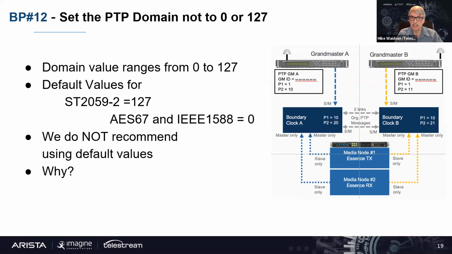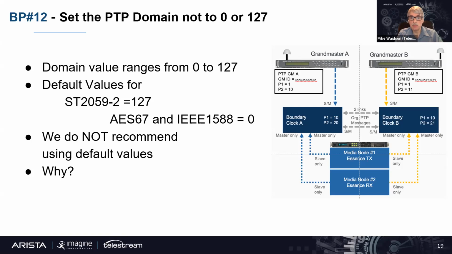Therefore, audio devices are likely to choose a value of 0 for their default, and media nodes are likely to choose a value of 127. This means that when you add a new device to your network, and you're using 127 or 0 for your domain, then that device will automatically be associated with all your other devices on the domain.